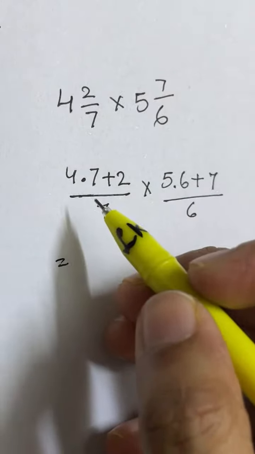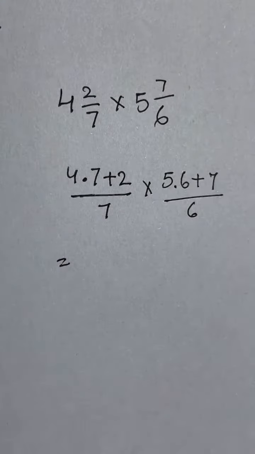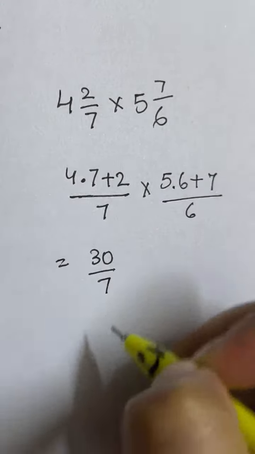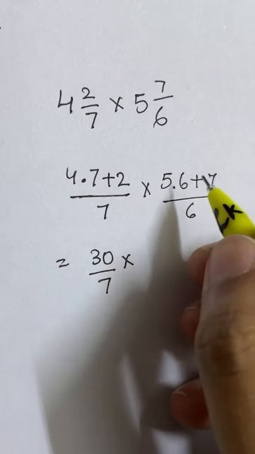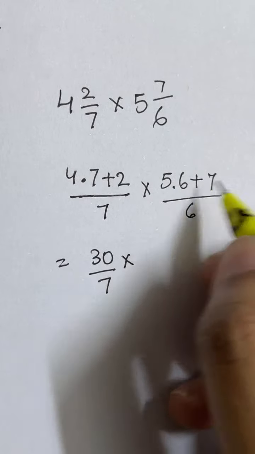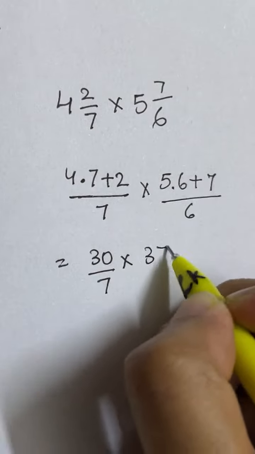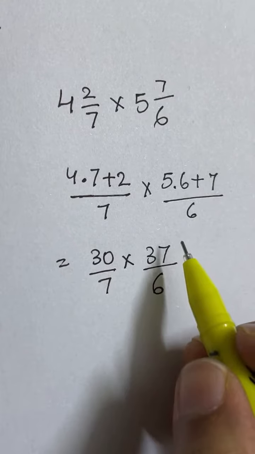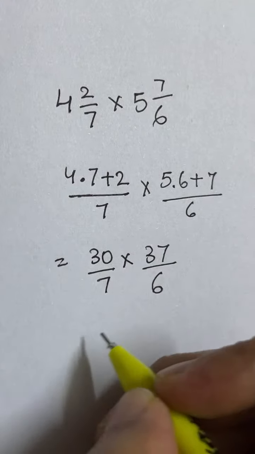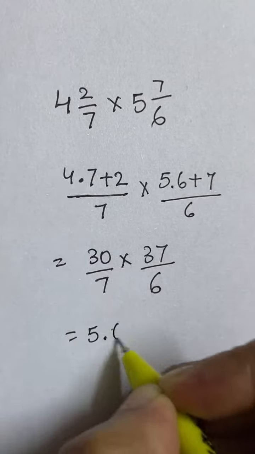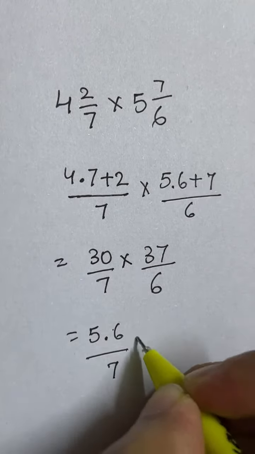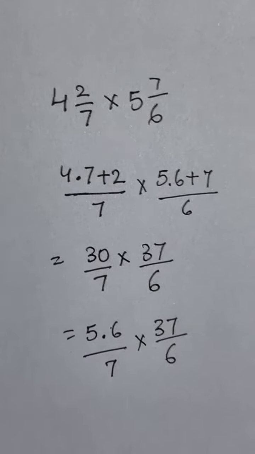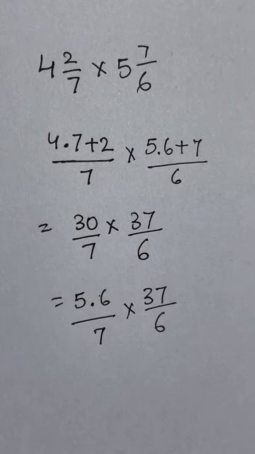So we have 4 times 7, that gives you 28. 28 plus 2 gives us 30. So we have 30 over 7 times 5 times 6 is 30, 30 plus 1 gives you 31 over 6. And now 30 times 31. So we can break down 30 into 5 multiplied by 6 over 7 times 31 over 6. 31 cannot be simplified, so I have written the same as it is.